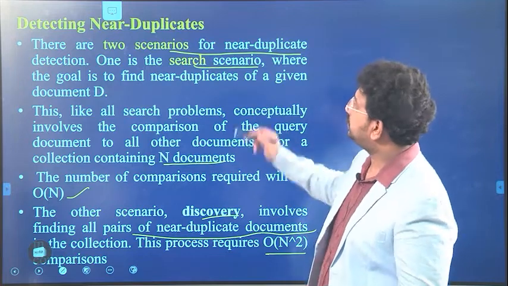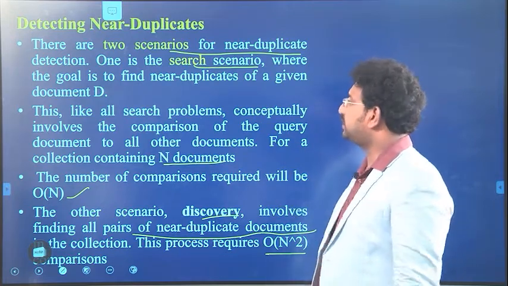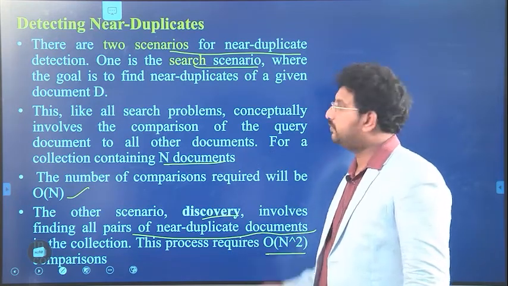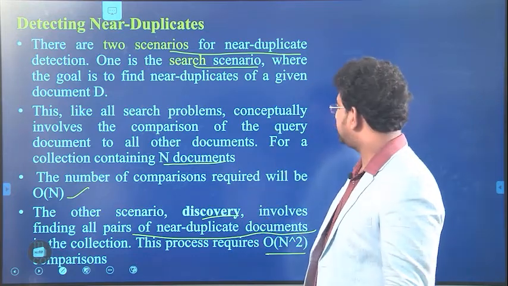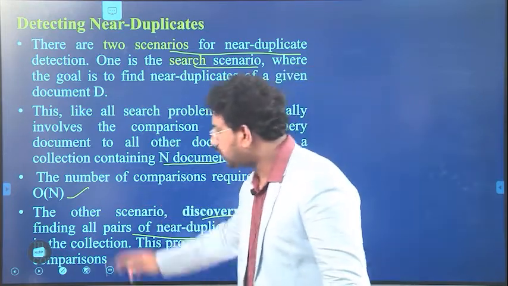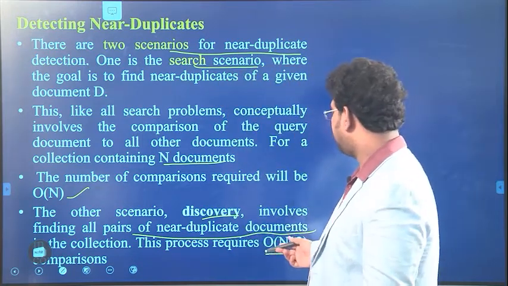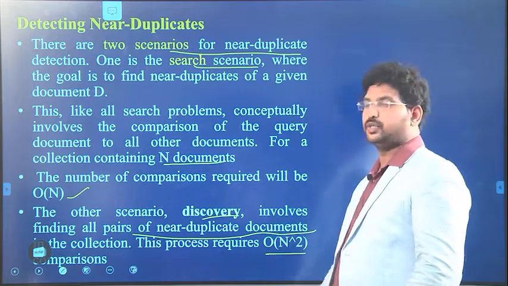So there are two scenarios as part of detecting near duplicates. One is the search scenario and the other is the discovery scenario. How many comparisons will the search take? Order of N. As part of the discovery scenario, how many comparisons is it going to take? Order of N square.